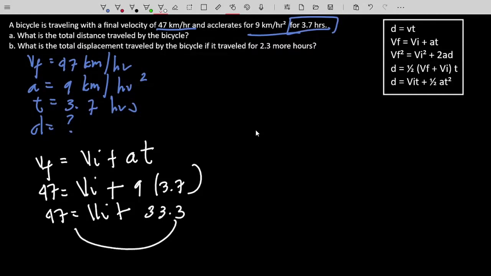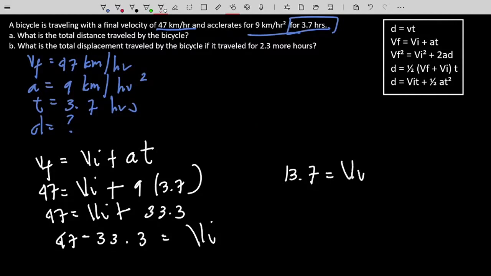Now we have to transpose this. So 47 minus 33.3 is equal to initial velocity. So 47 minus 33.3, then we should have the value of 13.7 is equal to initial velocity. So our initial velocity is equal to 13.7 km per hour. Now we already have the value of initial velocity, so we can now find the value of displacement.